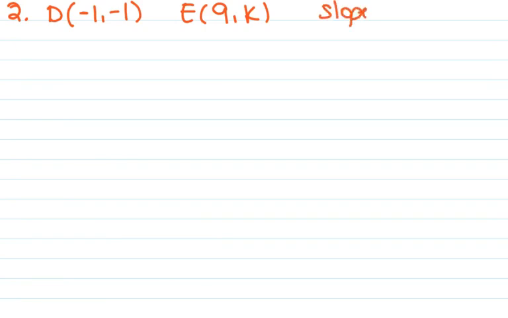Example 2. Determine the value of k in point E given the following information. I have the point D, which is (-1, -1), and the point E, which is (9, k), and I don't know that number, and I know that the slope is 1/2.